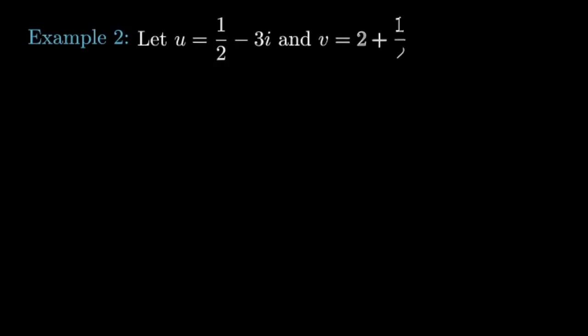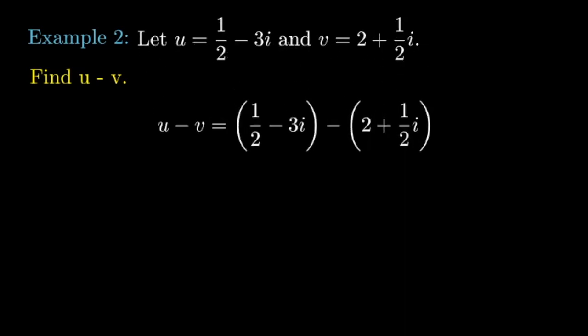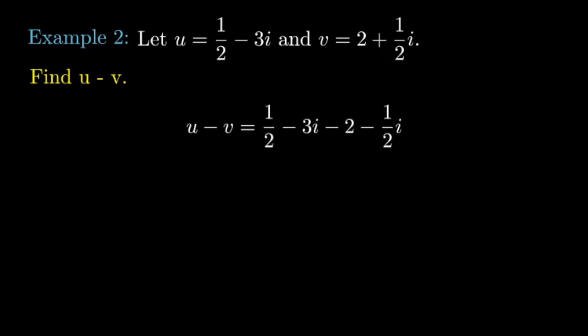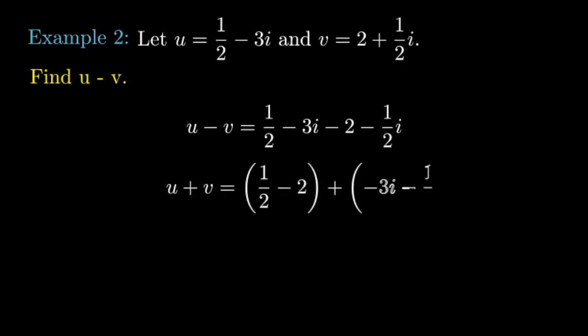Let u be 1 half minus 3i and v be 2 plus 1 half i. And we'll try to find u minus v. So again, we'll write it as 1 half minus 3i minus 2 plus 1 half i, and we'll just remove the brackets again. Now if we combine the imaginary and the real parts together, we have 1 half minus 2, and then minus 3i minus 1 half i. And then if we add that together, we just have minus 3 halves minus 7 halves i.